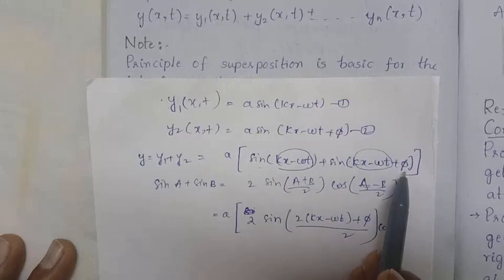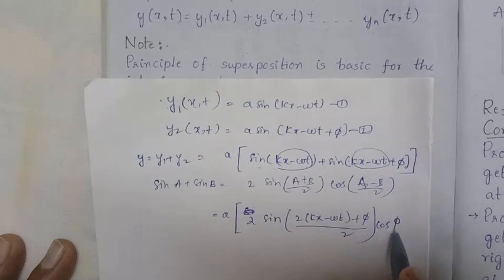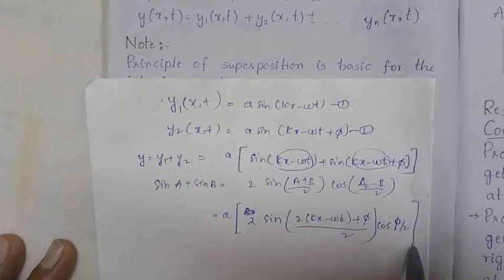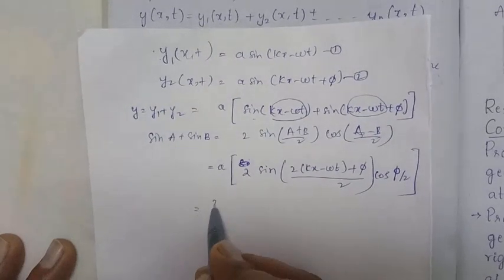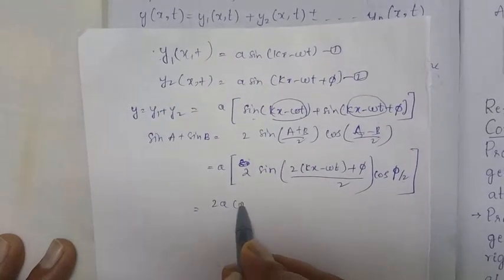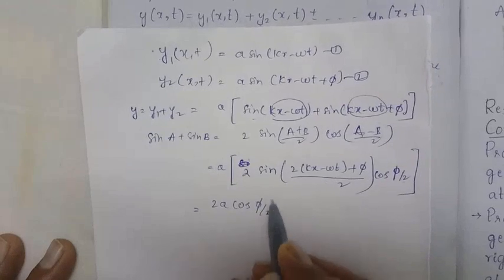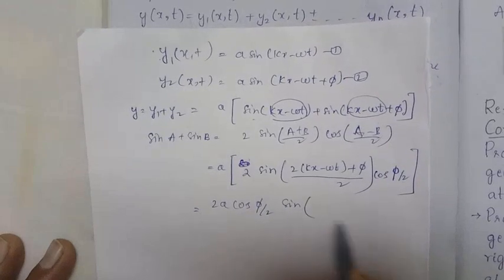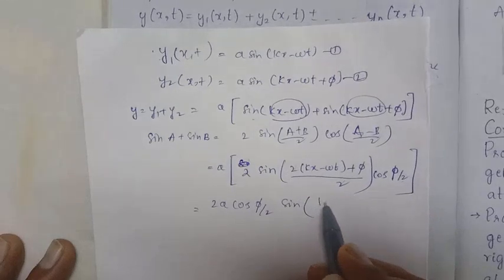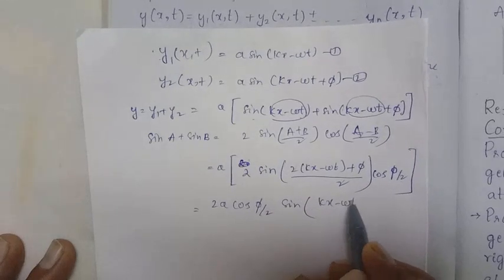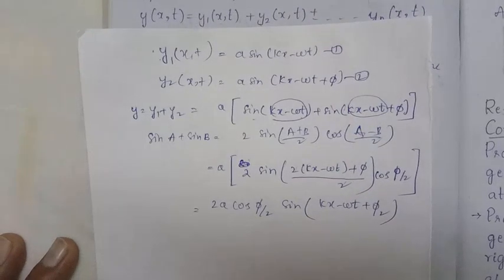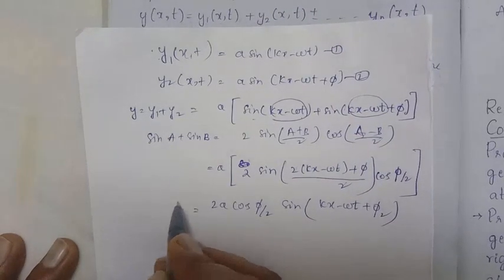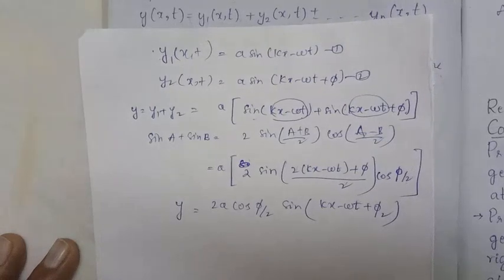What value we are having? Only minus phi. Cos of minus theta plus cos theta, that means cos phi by 2. We are getting. So what is the value we are getting? 2a cos phi by 2 and sine here. So 2 here cancel means kx minus omega t for this term, and for this term phi by 2. It is the expression. So it is the resultant displacement y.